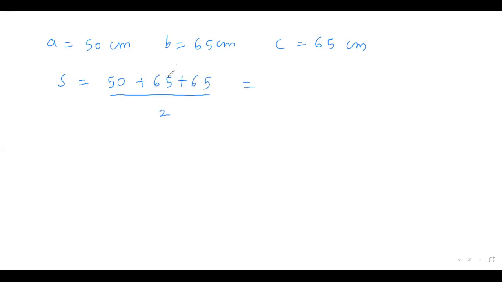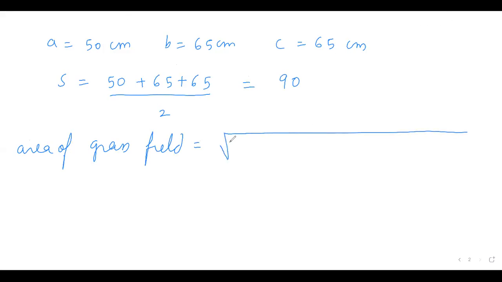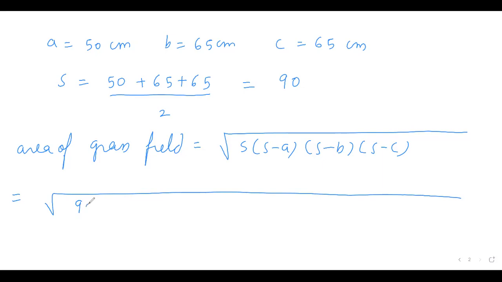65 plus 65, 130, 180 by 2. So area of grass field is given by S minus A, S minus B, S minus C. So it is given by 90, 90 minus 50, 90 minus 65, 90 minus 65.